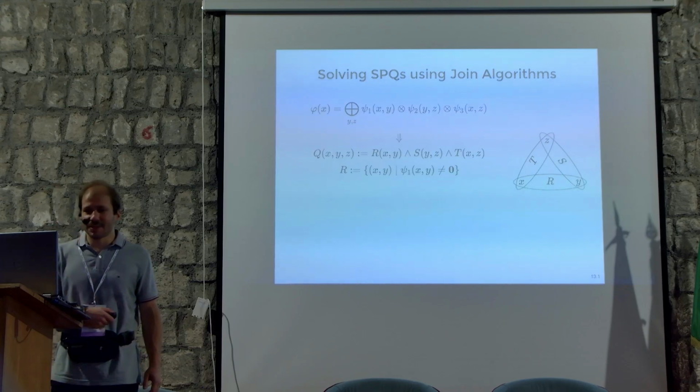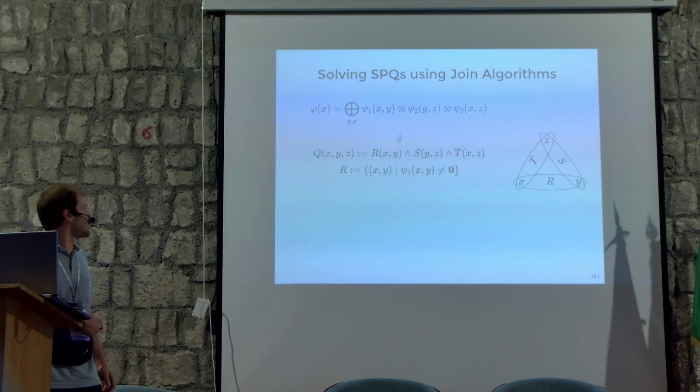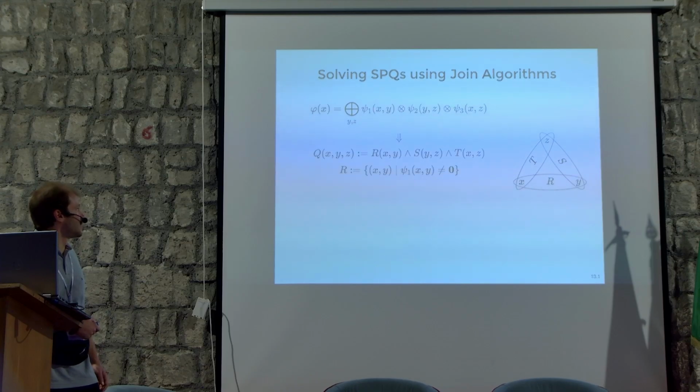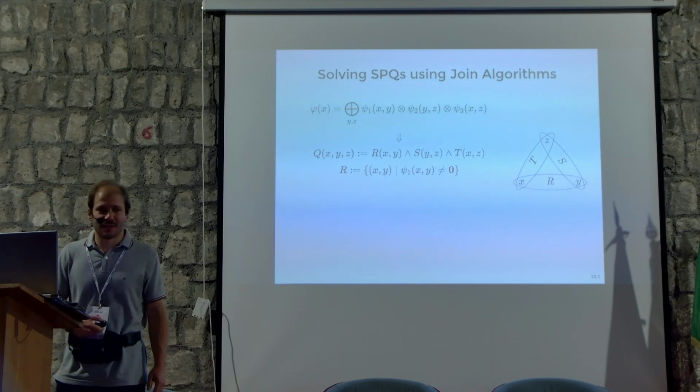Therefore, we are only interested basically in tuples that give us non-zero values for these functions. Or said otherwise, we are only interested in looking at the supports of these functions. So we can take the supports of these functions, which you can think of as database relations. And now we are interested just in the join of those relations. And only the join is necessary to compute the output of this expression. And this is how we can reduce solving this SPQ into a database join query.